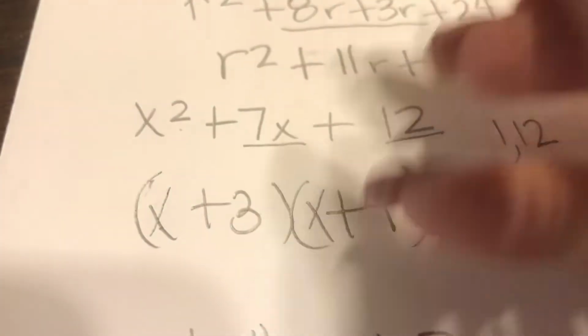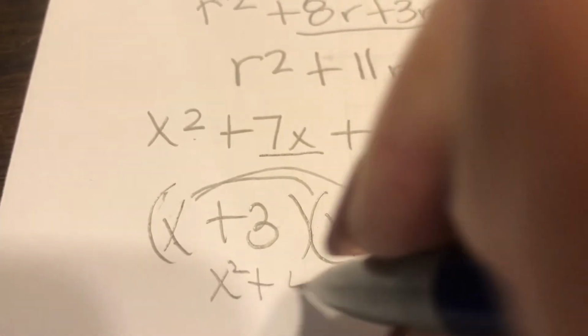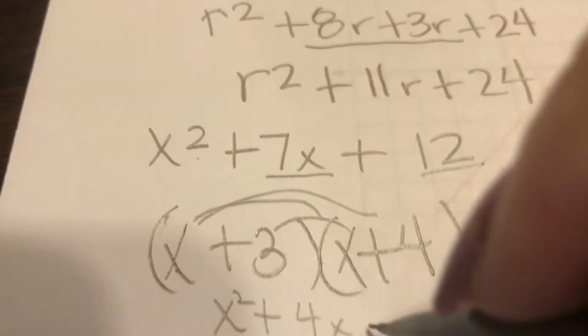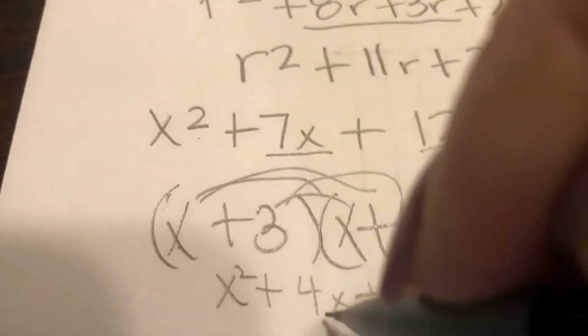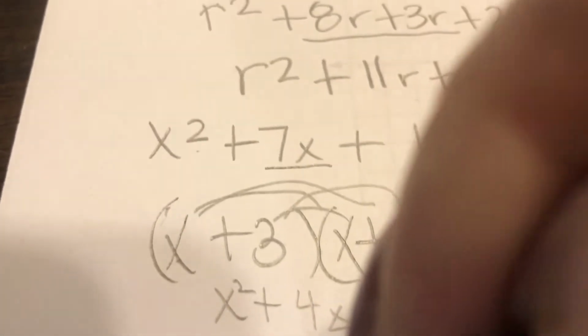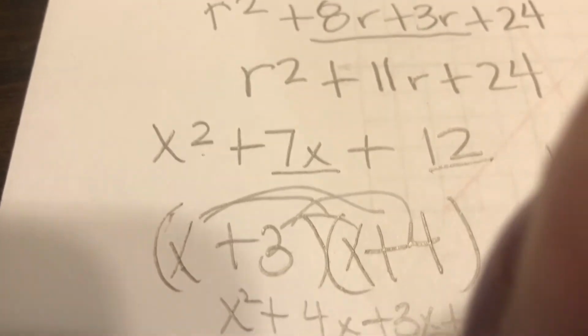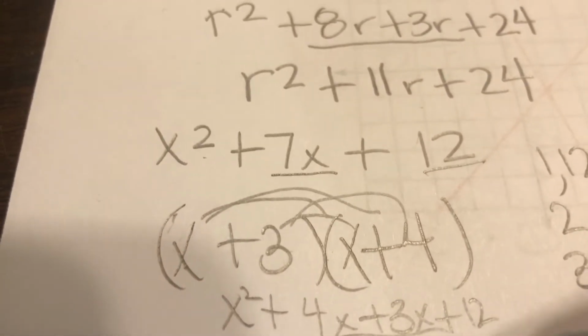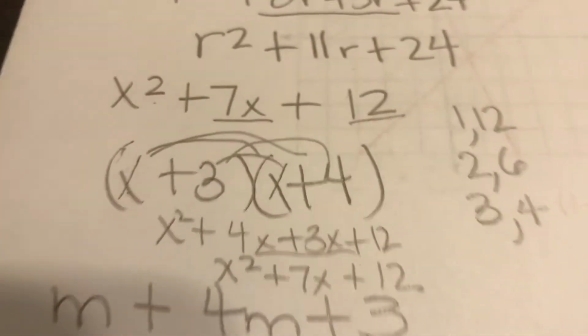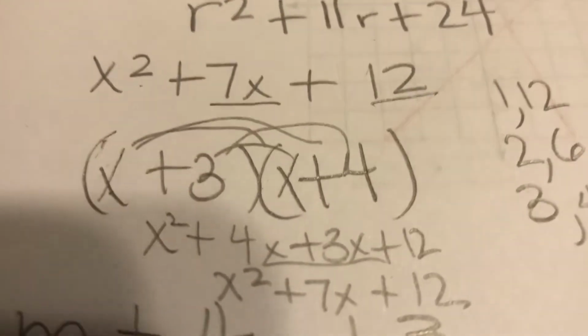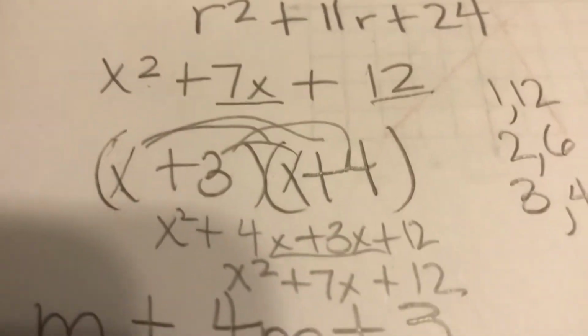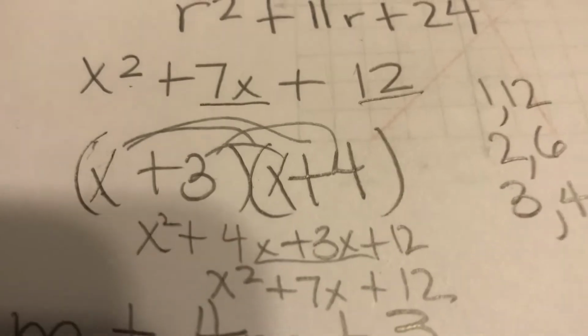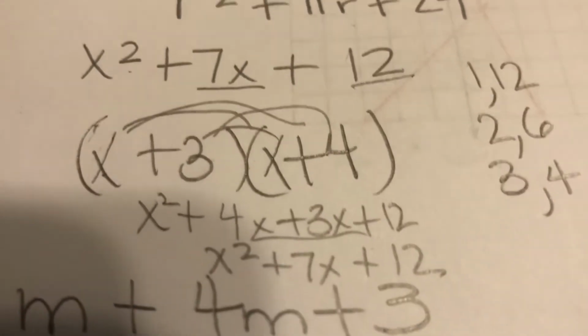And to check it, x squared plus 4x plus 3x plus 12. And that's my middle. I'm going to combine those terms, and it brings me back to my original. Okay? So it's really important in this one. You have to know the factors of those numbers.